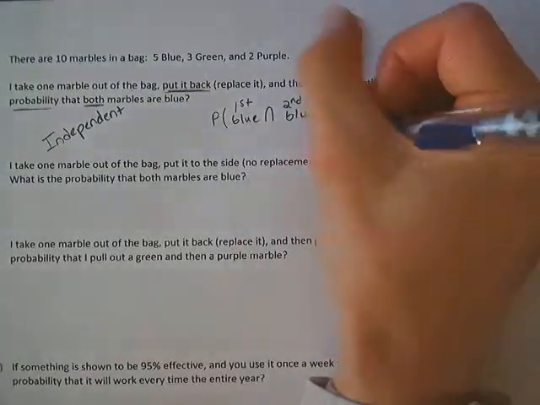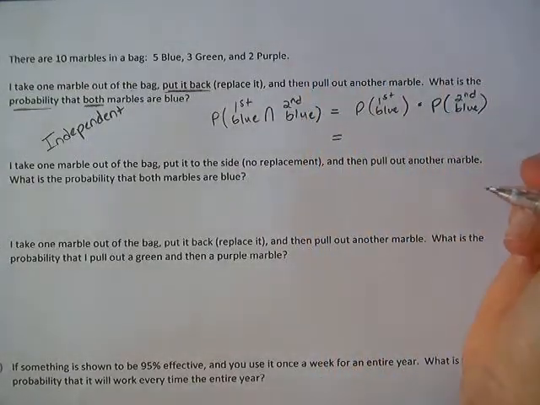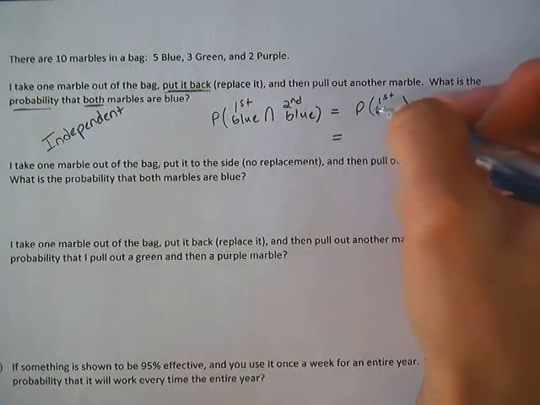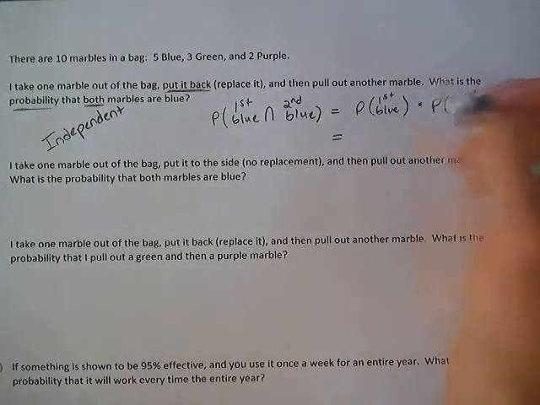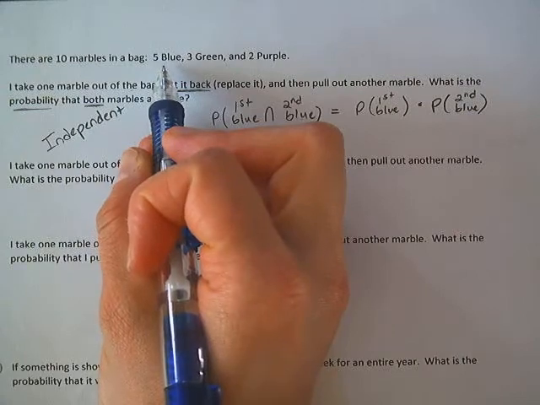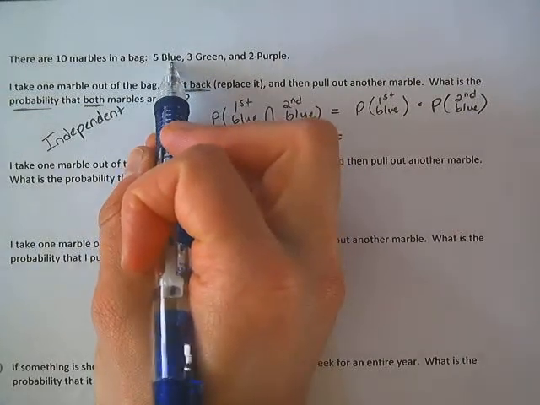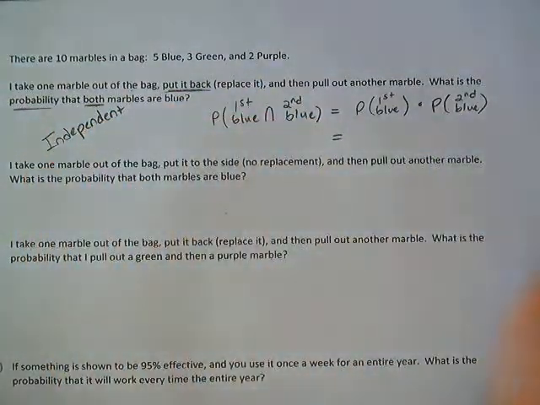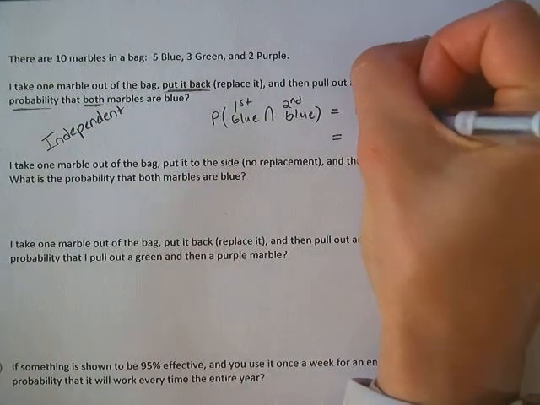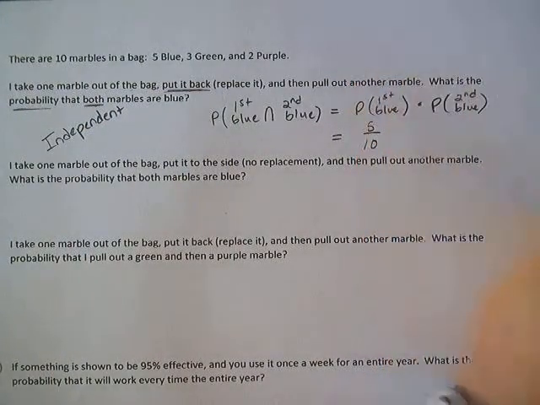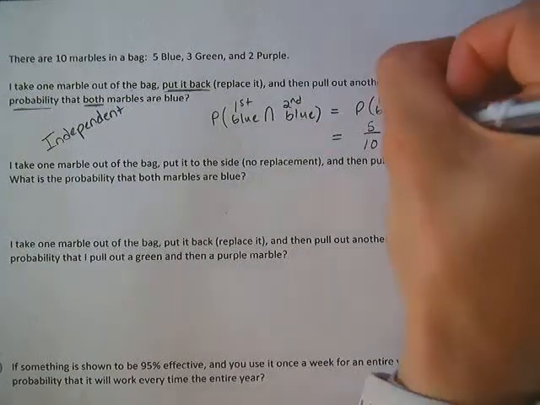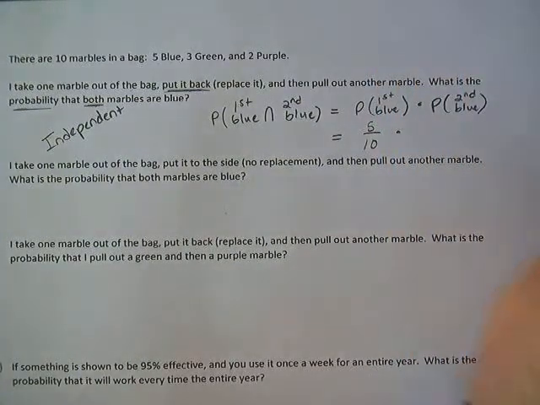Okay, so let's do a little calculation here. The probability that the first one is blue: if we look up here, 5 of them are blue, and there's a total of 10 marbles in all. So the probability of the first one being blue is a 5 out of 10 chance. All right, times the probability that the second one is blue.